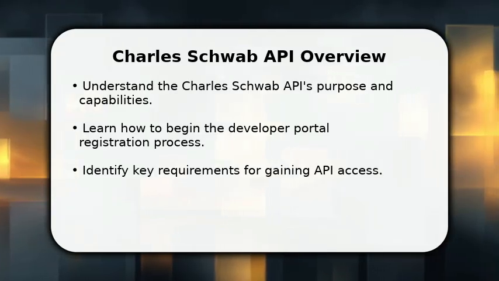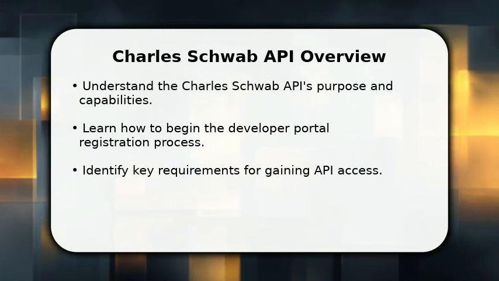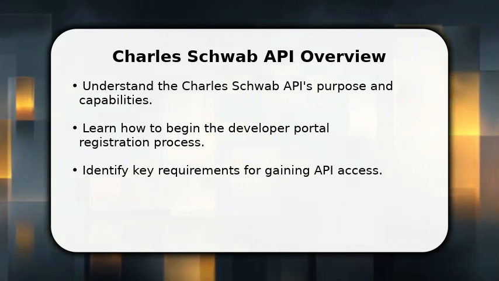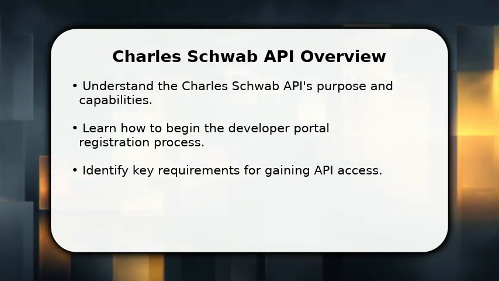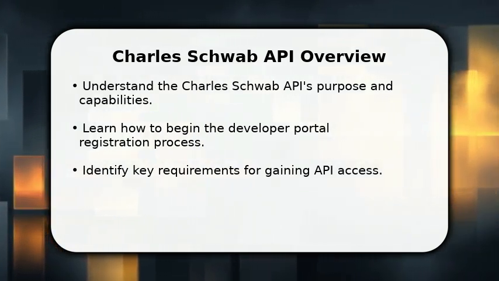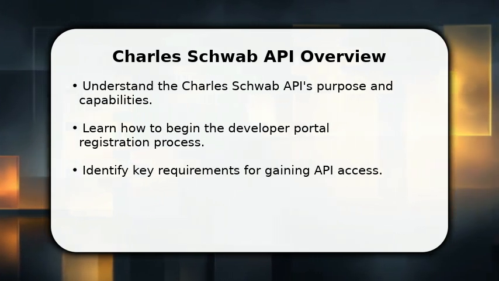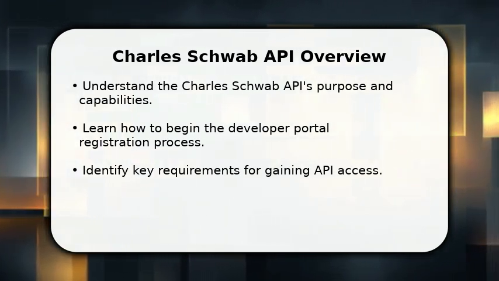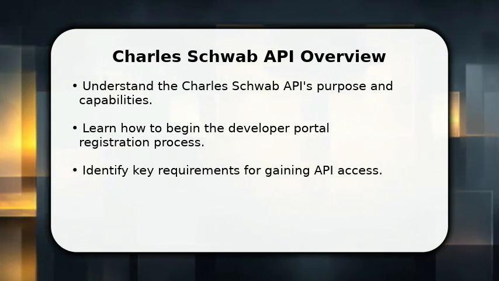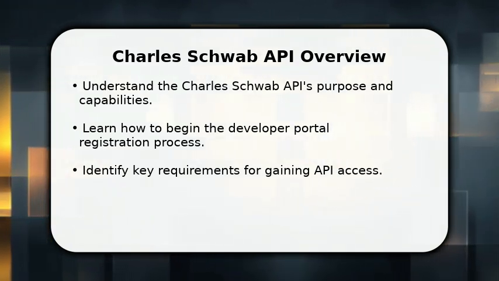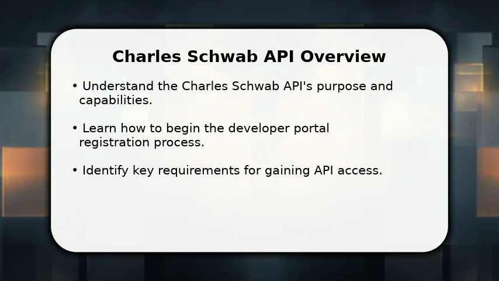In this video, I will explain how to use the Charles Schwab API. To get started, you'll first need to understand its purpose and what it offers for developers. The API provides access to real-time market data, account information, and order management, allowing you to build custom trading applications. You'll need to create a separate developer account, distinct from your brokerage account, to begin this journey.